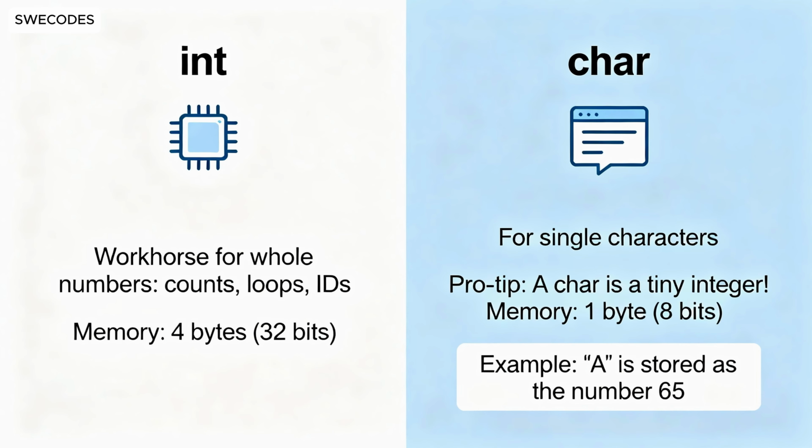A char is just a tiny integer. It's a single byte, 8 bits. So, the letter A is stored as the number 65. This is the bedrock of all text in C.